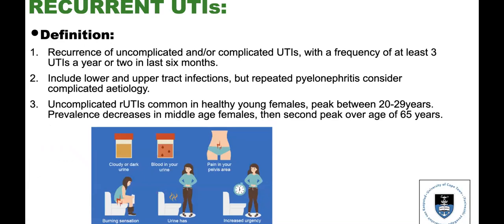So now to recurrent UTIs. Recurrent UTIs can be complicated or uncomplicated, but today we're going to focus on uncomplicated. We call them recurrent when you have a frequency of 3 or more UTIs a year, or at least 2 UTIs in 6 months. They can include the upper and lower tracts, but once the upper tracts are involved, they're usually complicated. Uncomplicated UTIs are very common.